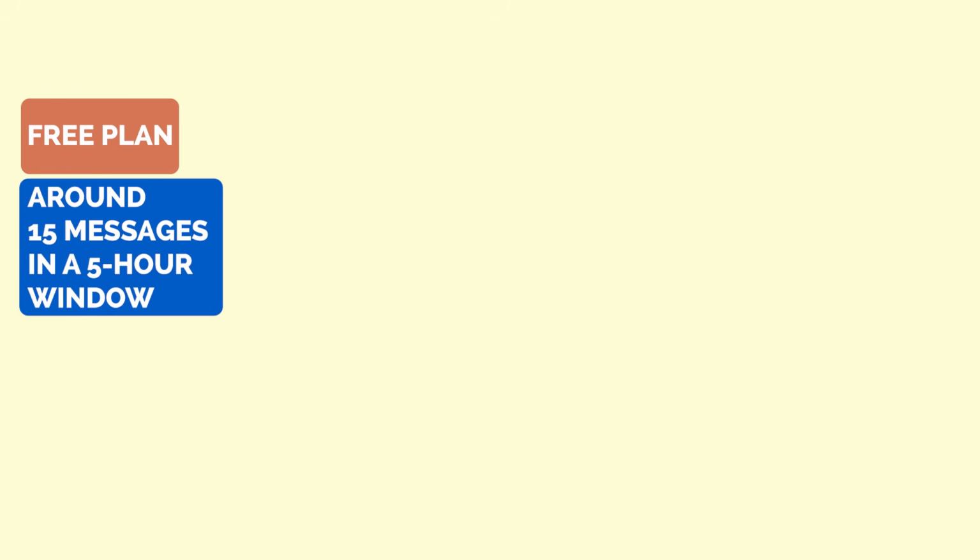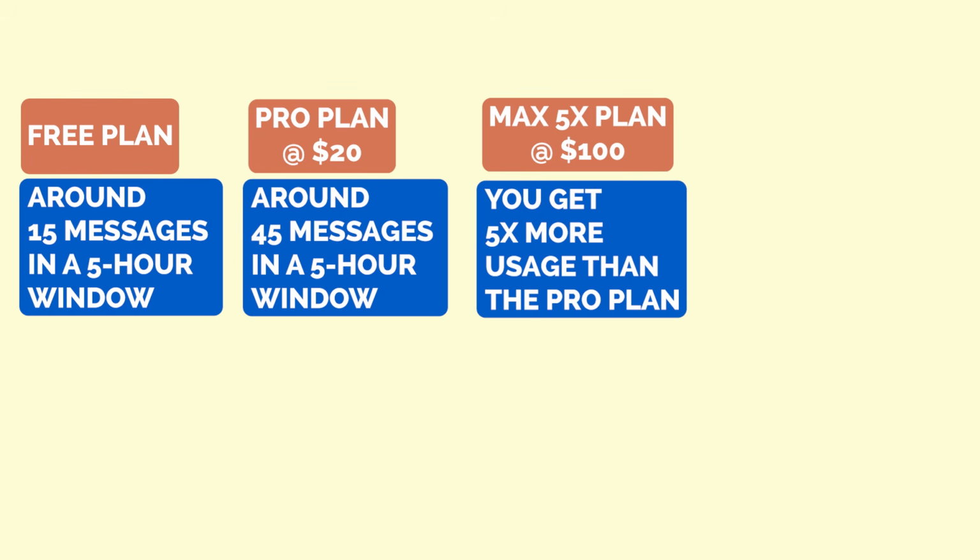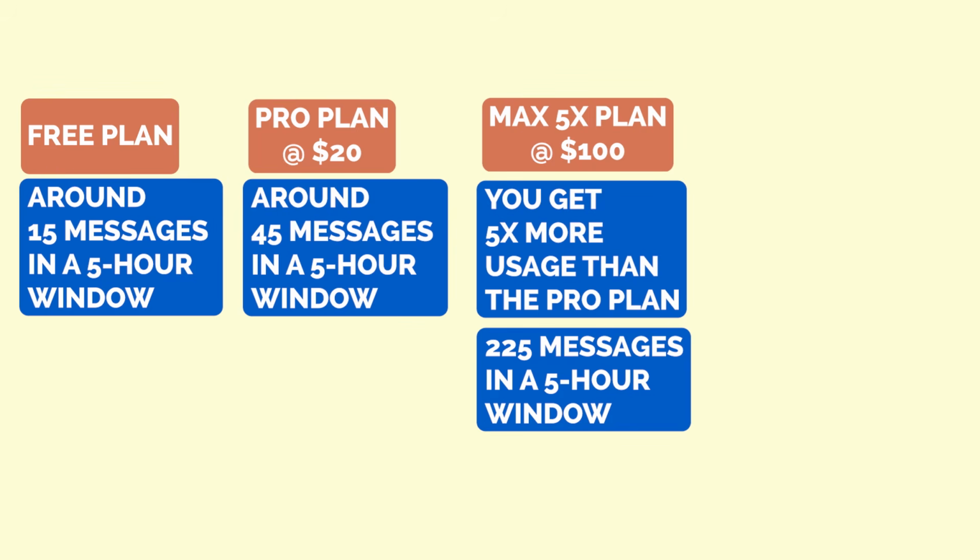Starting with the free plan, you get roughly around 15 messages in a 5-hour window. On the Pro plan at $20, this increases to, again, roughly around 45 messages in a 5-hour window. The Max 5x plan at $100 actually shows on the site that you get 5x more usage than the Pro plan. And so this equates to roughly 225 messages in a 5-hour window.